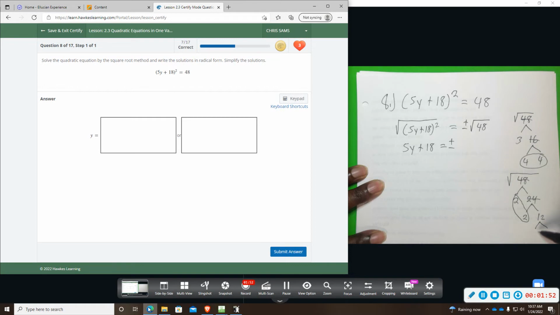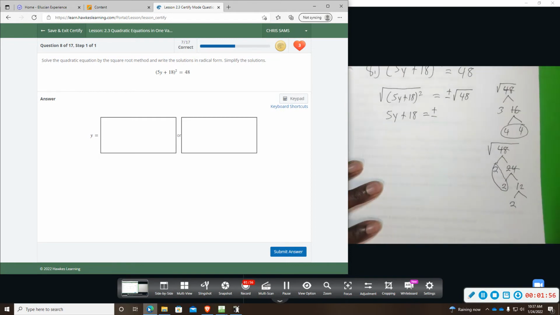12 is even. We can break it down to 2, and I'm running out of room on my space. 2 and 6, and then 2 is prime. 6 is still even, so 2 and 3. Alright, so look, we got 2 2's that we bring out. So if you bring out a 2 and another 2, you multiply those 2 together and you get 4.